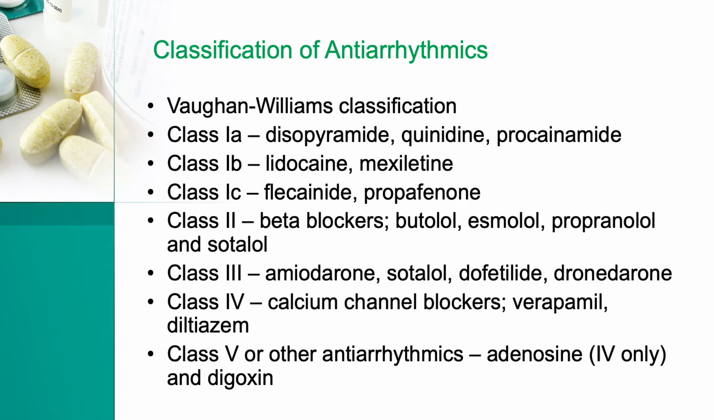There are multiple classification systems, but one classification, the Vaughan-Williams classification, has proved to be enduring. This classification has 4 major classes, and then some people add a 5th one. I have listed the drugs under each, and we're going to talk about each of these classifications separately, and we are not going to be covering the drugs that are IV only.